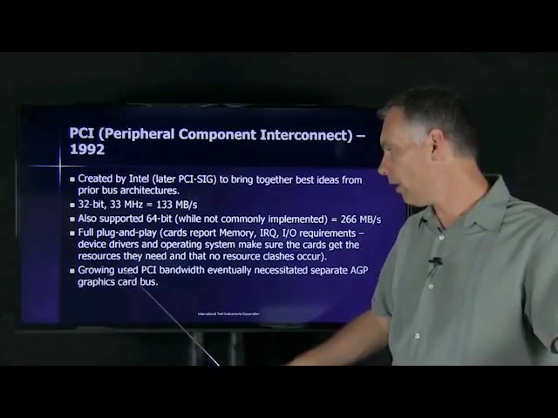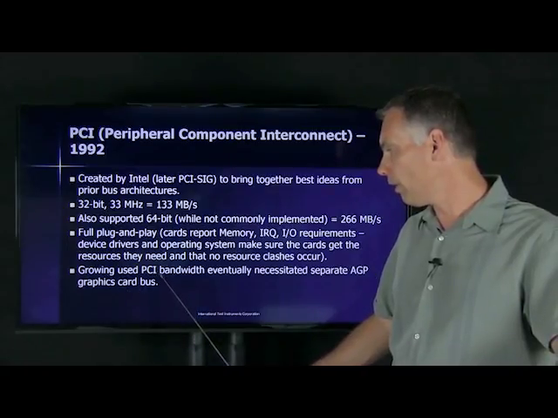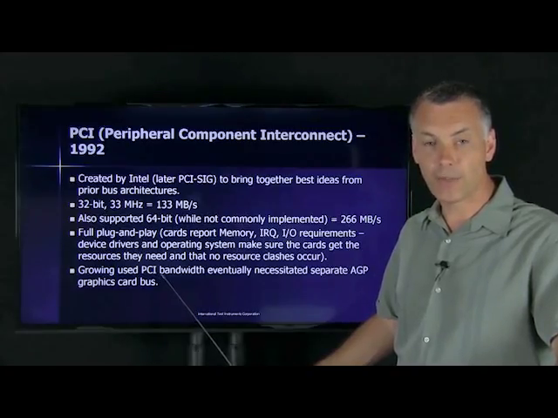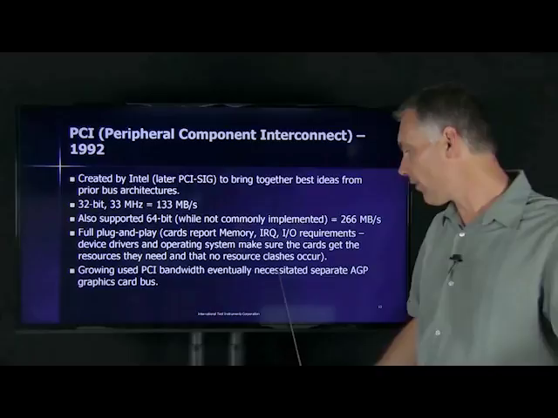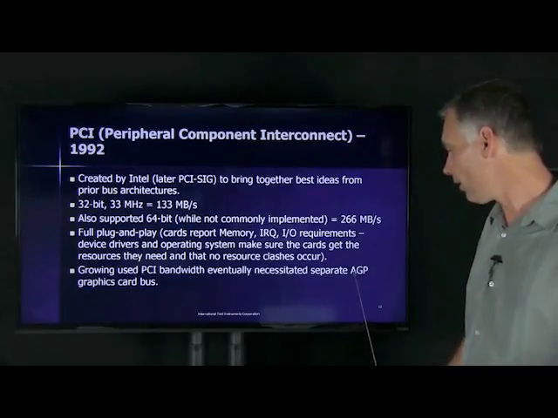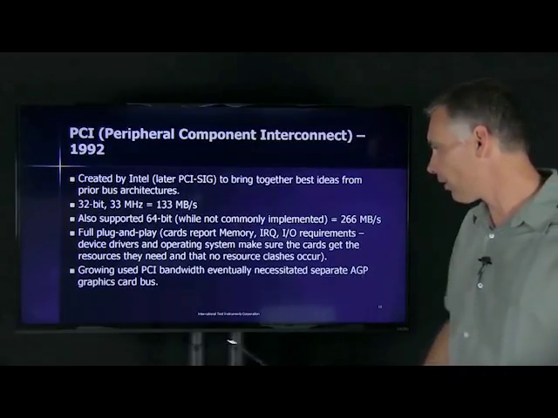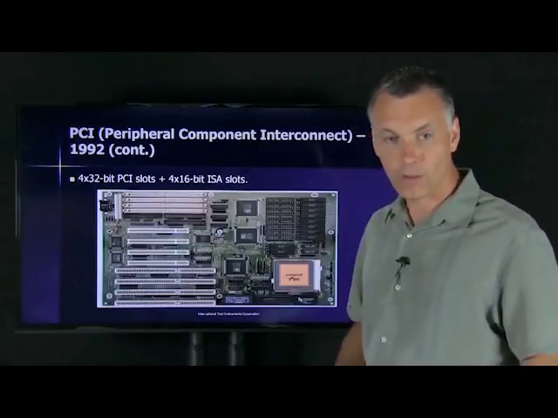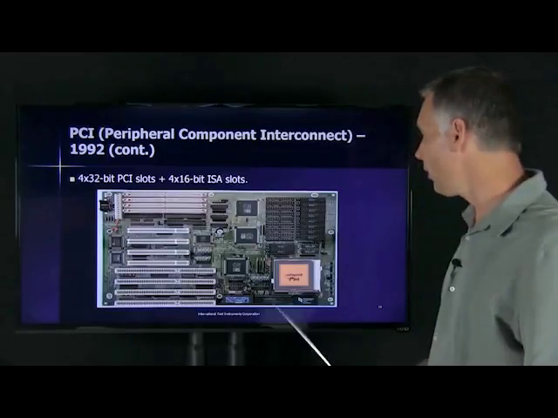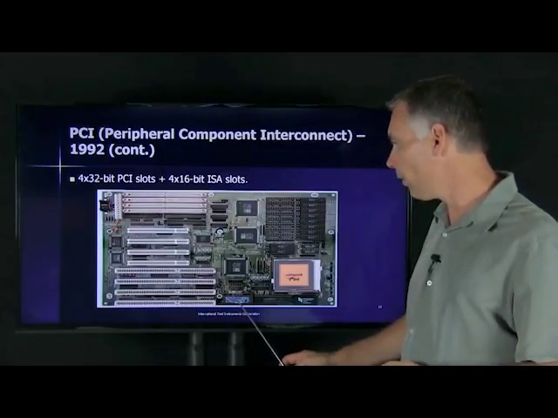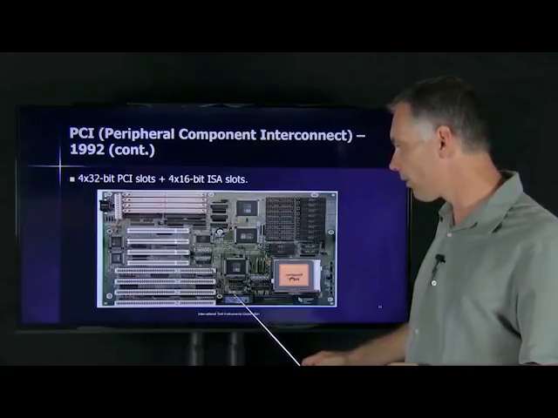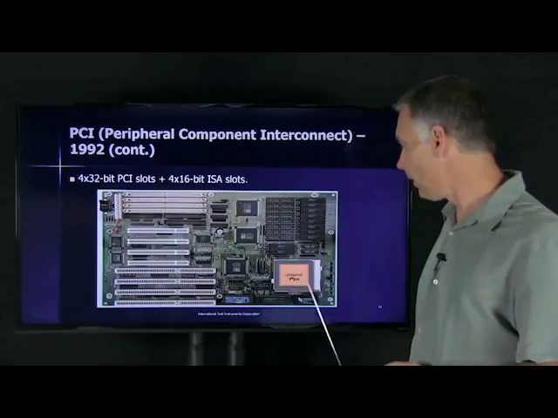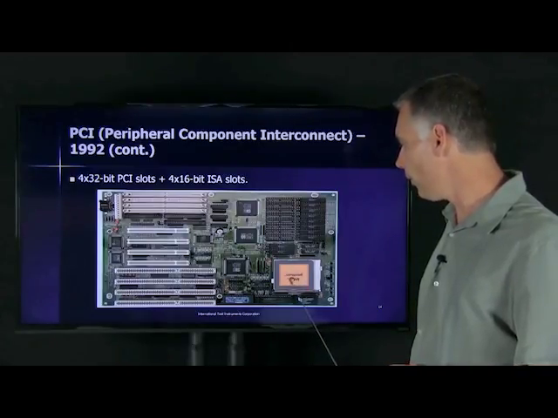However, later on, due to larger and larger PCI bandwidth used, especially by high-end graphics cards, a separate bus in the form of AGP, Advanced Graphics Port, was actually later created. Here on this next slide, you'll see a motherboard with 4 PCI slots, and you can compare those with the 4 older ISA slots right here. And this one is a Pentium motherboard.